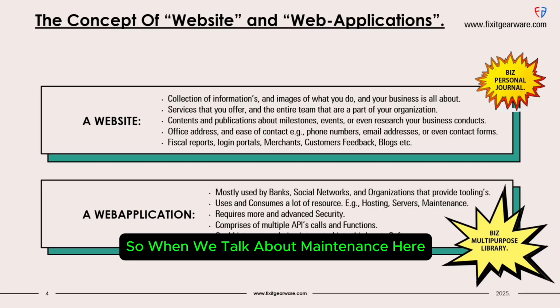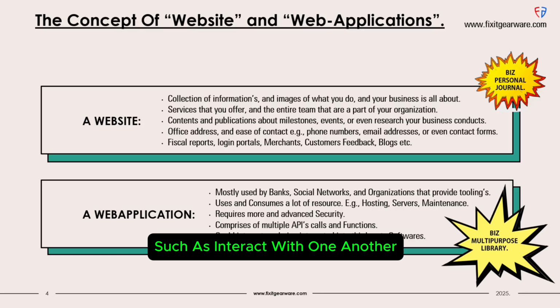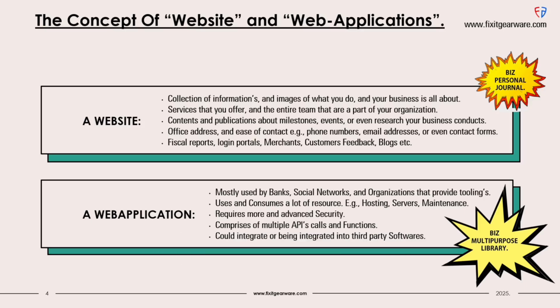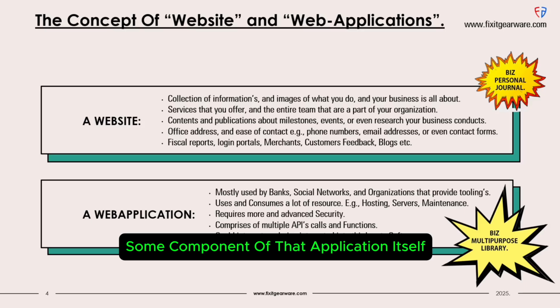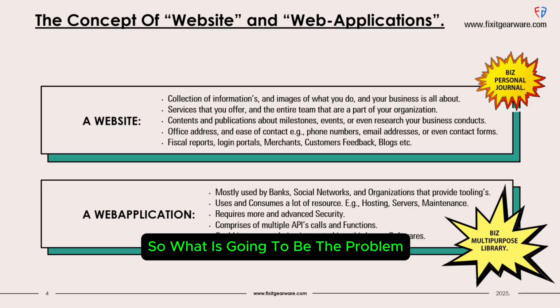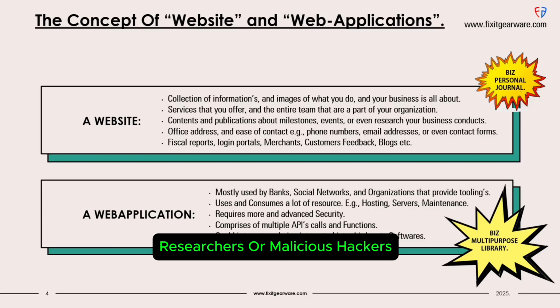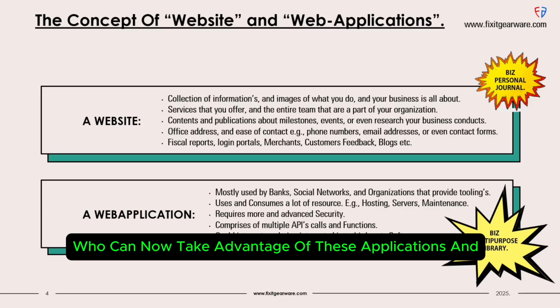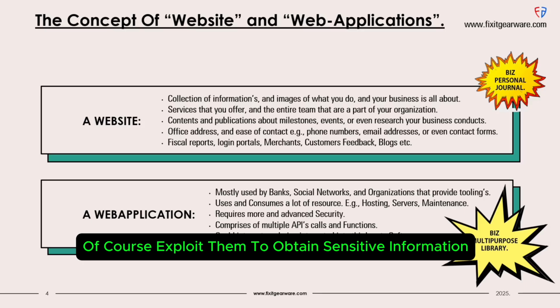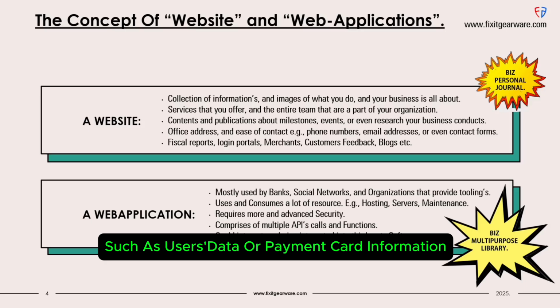So when we talk about maintenance here, what do we mean by maintenance? For example, you develop an application where users can perform some functionalities such as interacting with one another, or let's say chatting with one another. For example, we have X, formerly known as Twitter. And in the course of that existence, some components of that application itself are vulnerable based on the code that was used in building that application. So what is going to be the problem? If that application is not maintained over time, it means it's vulnerable to external security researchers or malicious hackers who can now take advantage of these applications and, of course, exploit them to obtain sensitive information such as users' data or payment card information and so on.